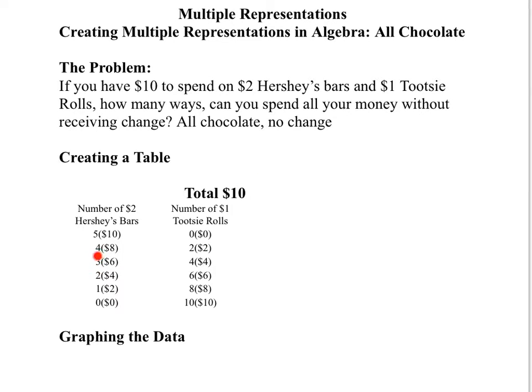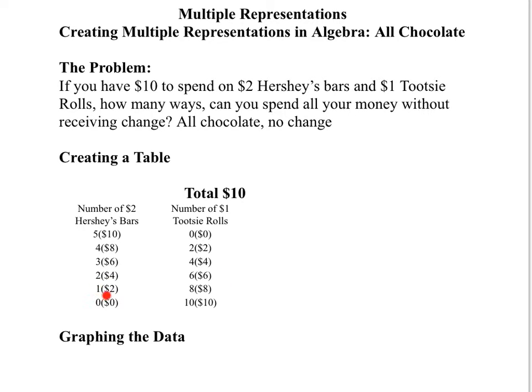If we want to buy 3 $2 Hershey bars, 3 times 2 is 6, but we have $4 left. We can buy 4 $1 Tootsie Rolls, and there's our $4. So 6 plus 4 gives us 10, and we're still doing well. What if I've only bought 2 Hershey bars? 2 times 2 is 4, and I have $6 left. Again, I can buy 6 $1 Tootsie Rolls, and there's my $6. And of course 4 plus 6 is the 10 that I'm allocated to spend.